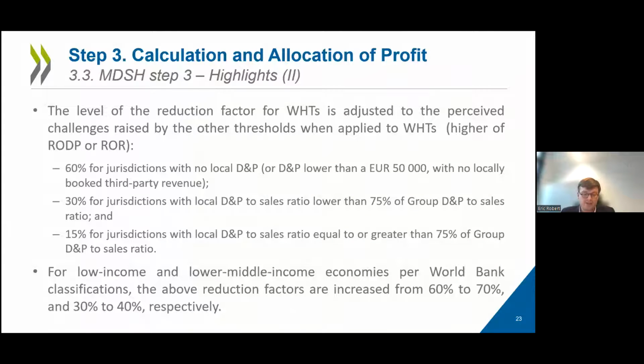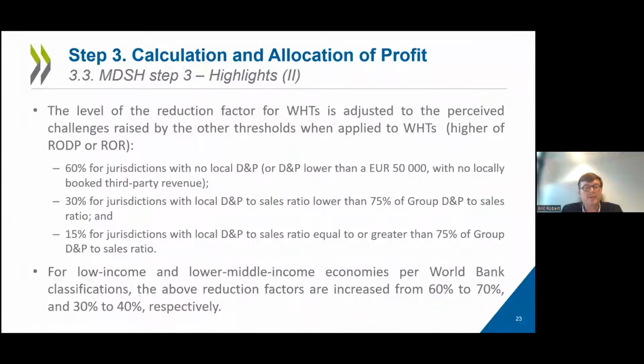The last thing to mention here is that, to account for the specific circumstances of some developing countries, low income and lower middle income economies as per the World Bank classification, which, as you know, are typically, because of capacity issues, more reliant on withholding taxes than other countries, those reduction factors are increased from 60% to 70% when there is no DP, and from 30% to 40% when there is some DP, but that DP remains quite low relative to the group average DP to sales ratio.